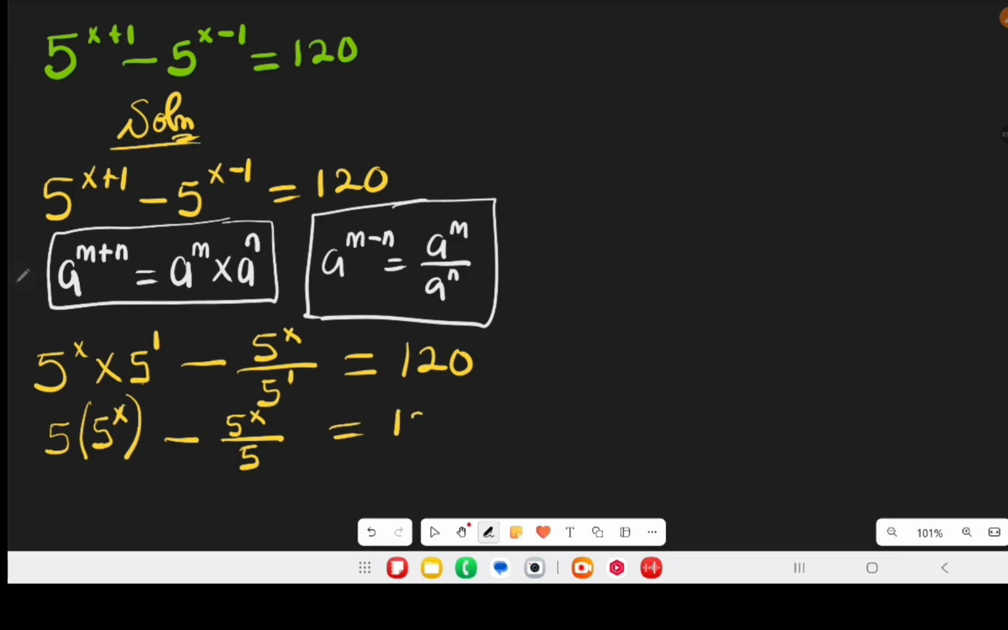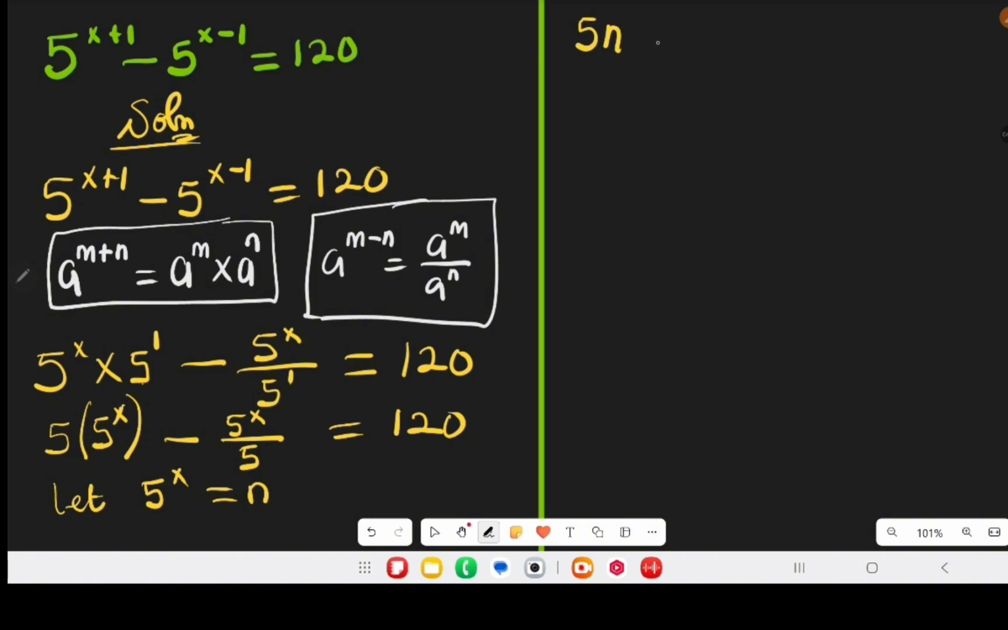equal to 120. Now we say let 5 raised to the power of x equal n. Whenever we see 5 raised to the power of x, we put n. Then this will be 5n minus n all over 5 equal to 120.